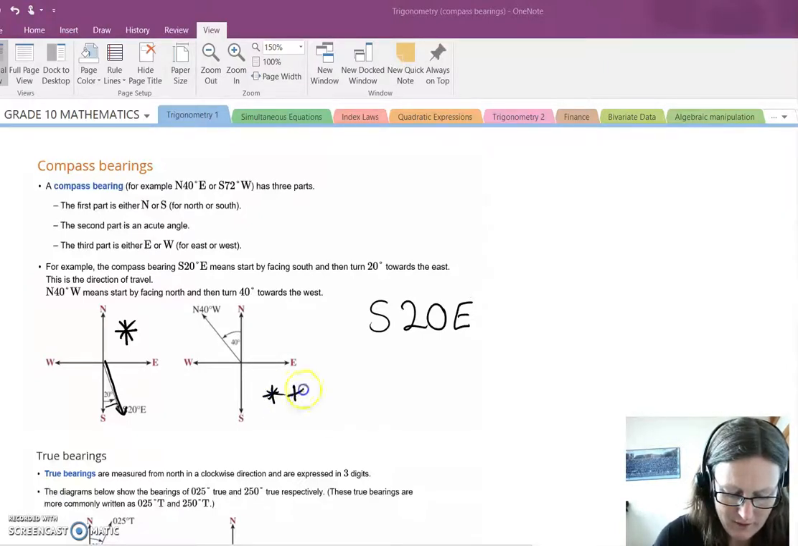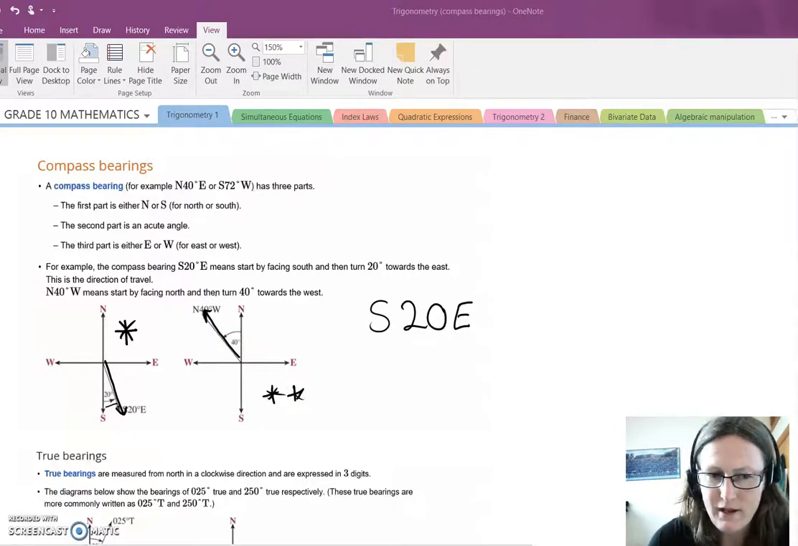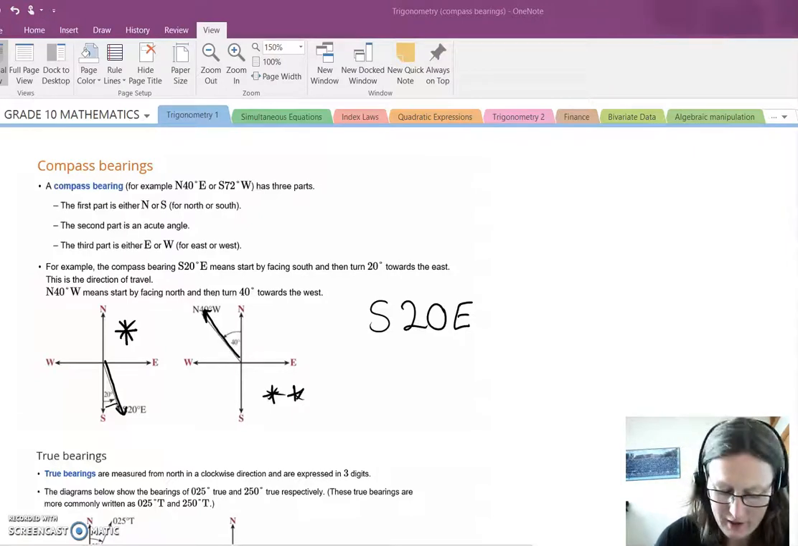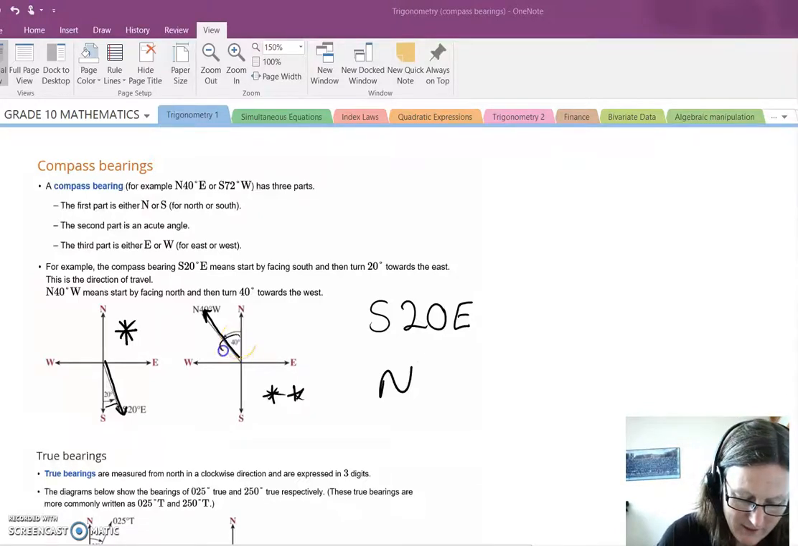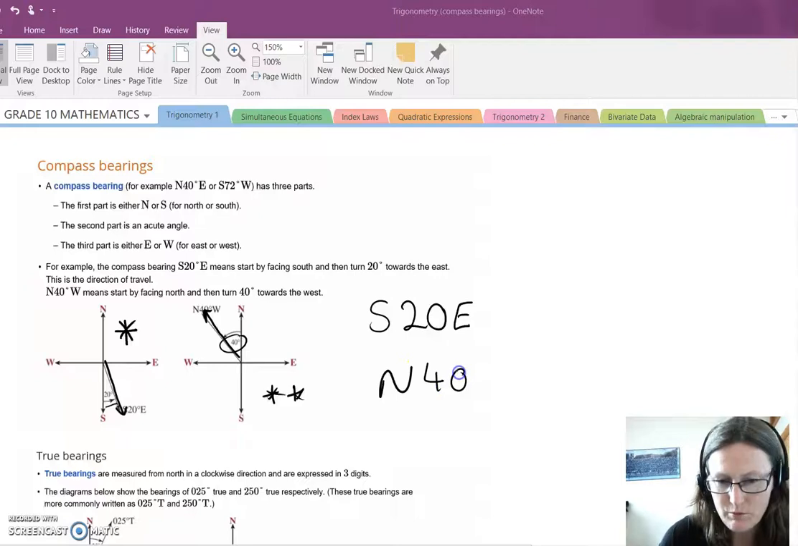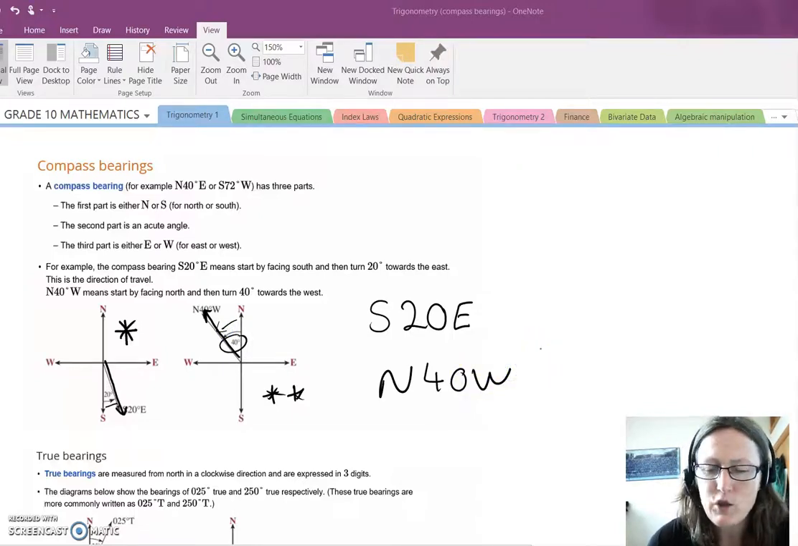Looking at this second one. Is this line here closer to south or north? That line is closer to north. Second part: how far from north is it? Well, we can see there it is 40 degrees from north. And from north, have you moved towards the west or towards the east? Well, from north, you have moved that way. That is towards the west. So that is how you write things using compass bearings.